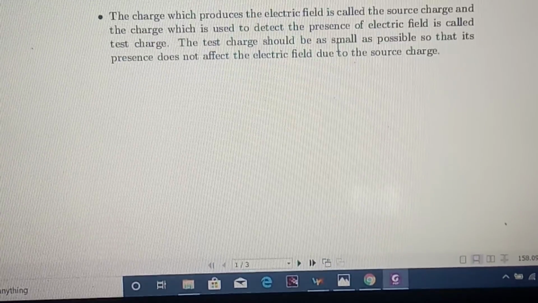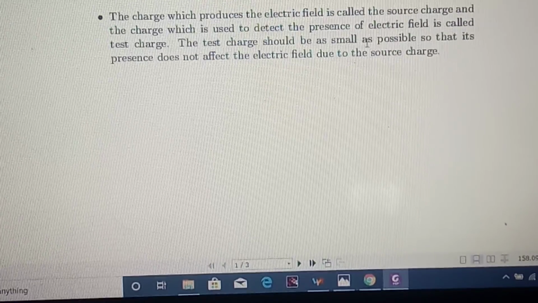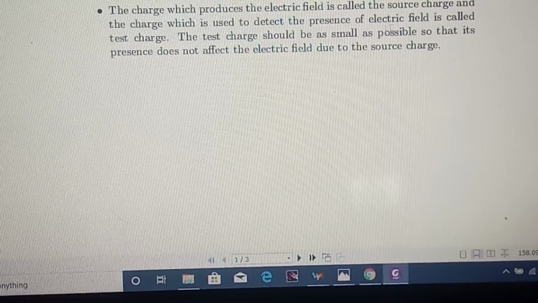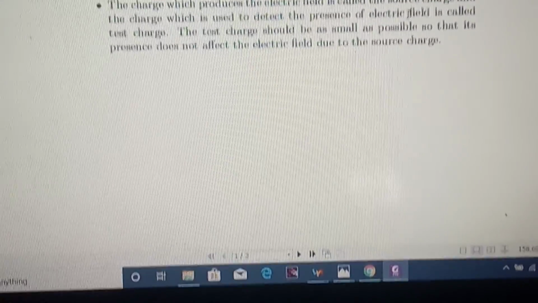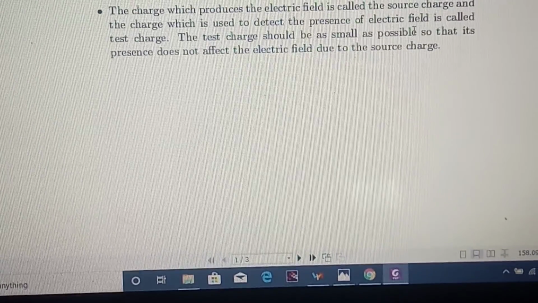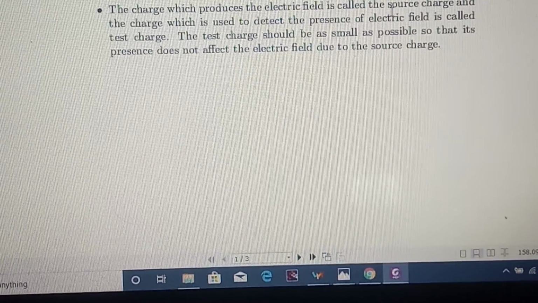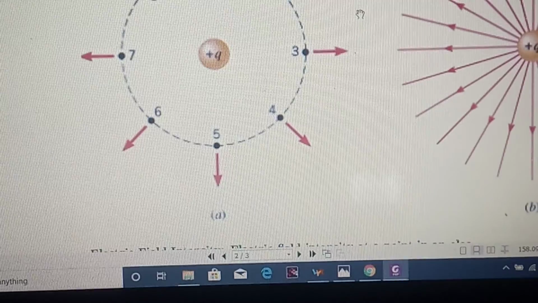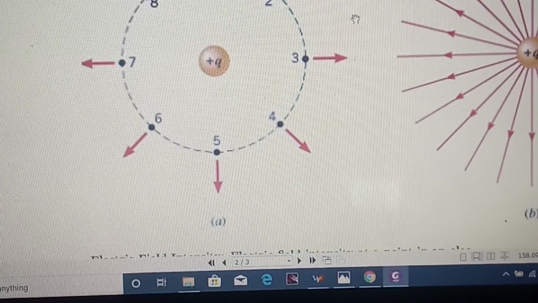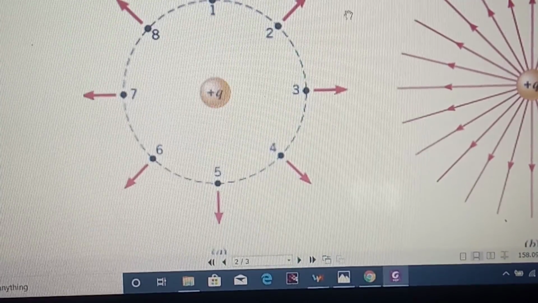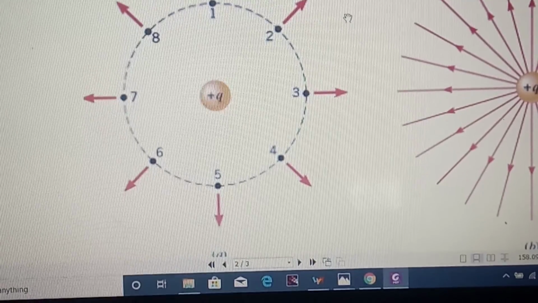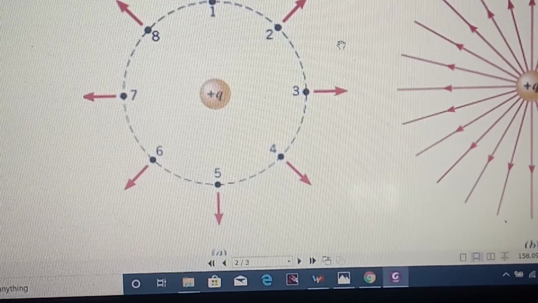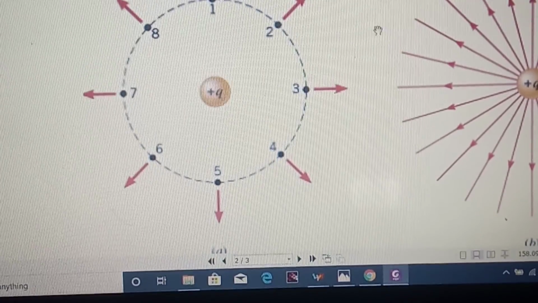The test charge, which is used to detect the presence of the electric field due to a source charge, should be small so that it does not disturb the electric field of the source charge. Mainly here we will be dealing with the electric field due to a point charge. If we talk about the point charge, then we have two types. These are positive and negative point charges.